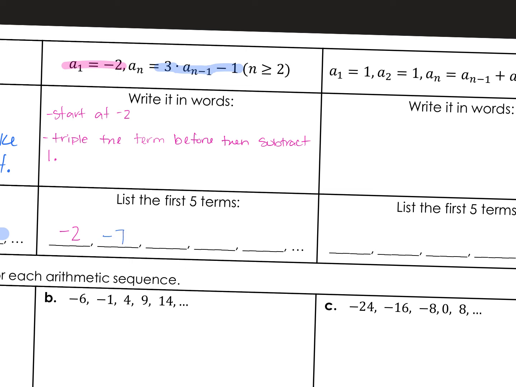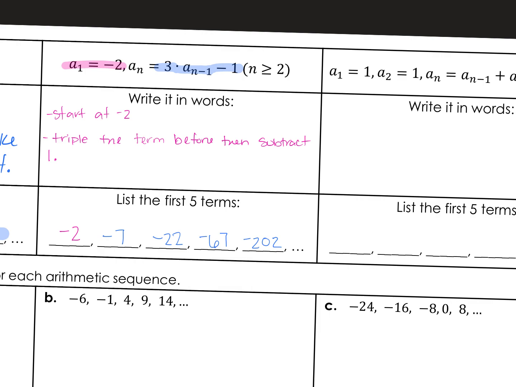-7 times 3 is -21. Minus 1 gives me a -22. -22 times 3 is a -66. Minus 1 gives me a -67. -67 times 3 gives me a -201. And minus 1 gives me a -202.